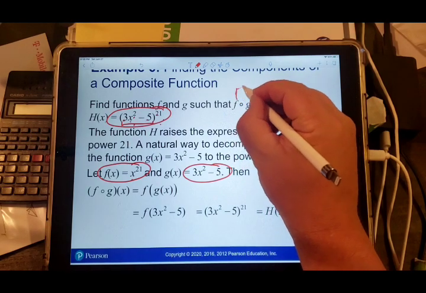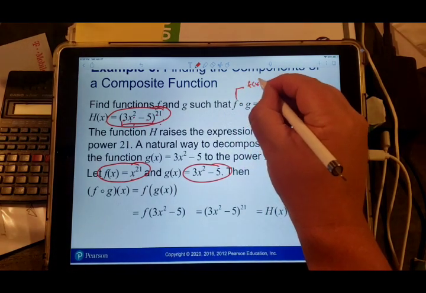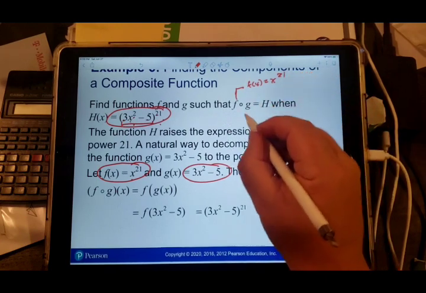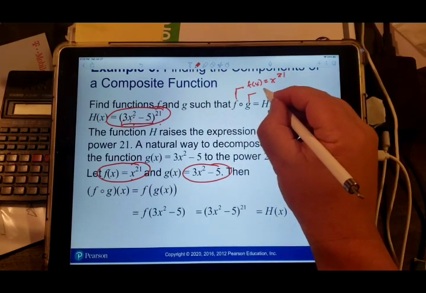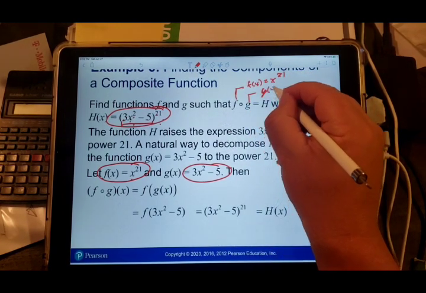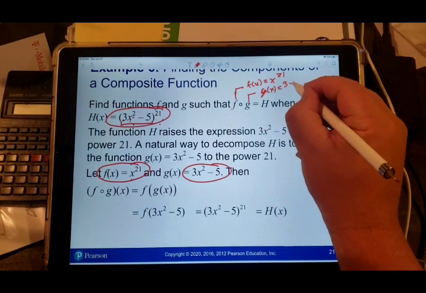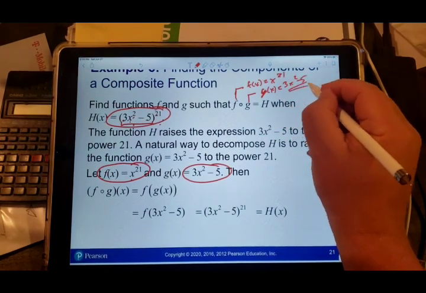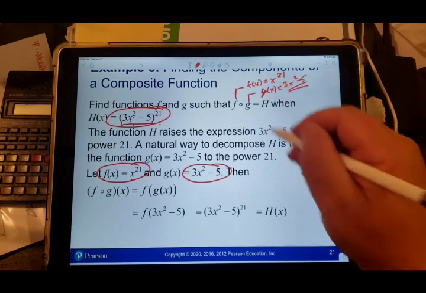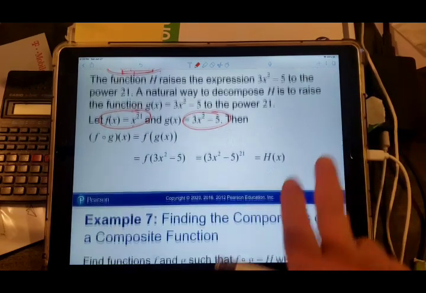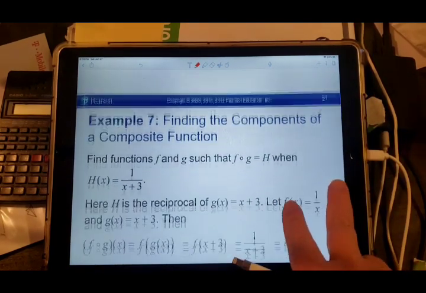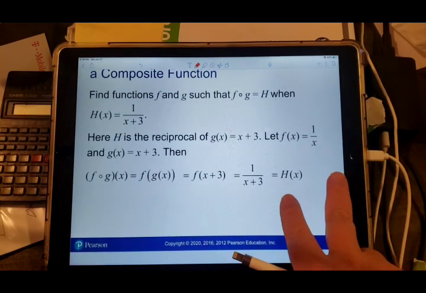They're saying, look at this, identify the functions, outside function, and the inside function. This is an important idea in higher math classes like calculus, but for the most part, it's pretty straightforward what they're asking you to do.